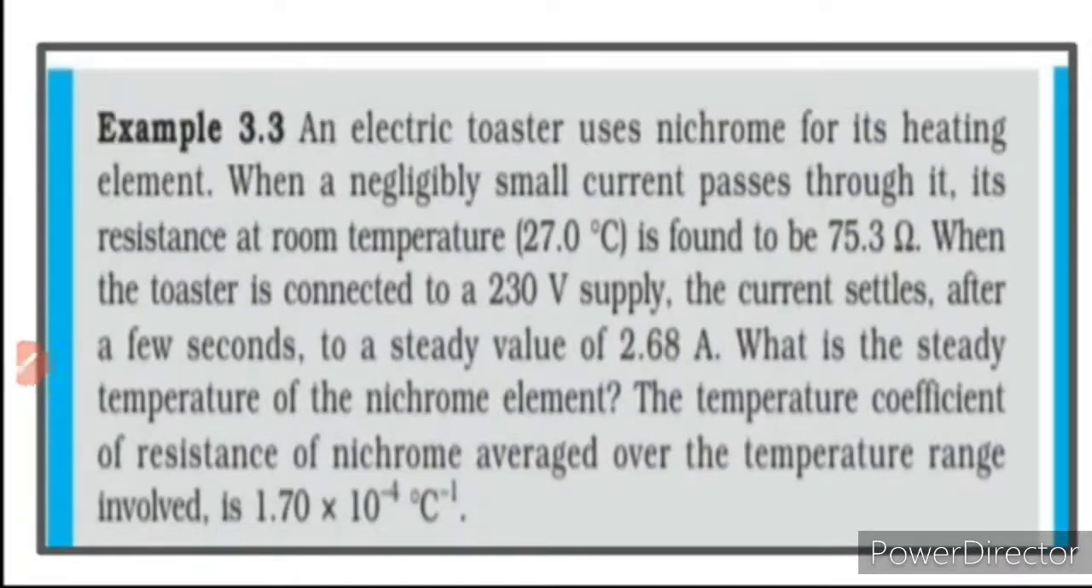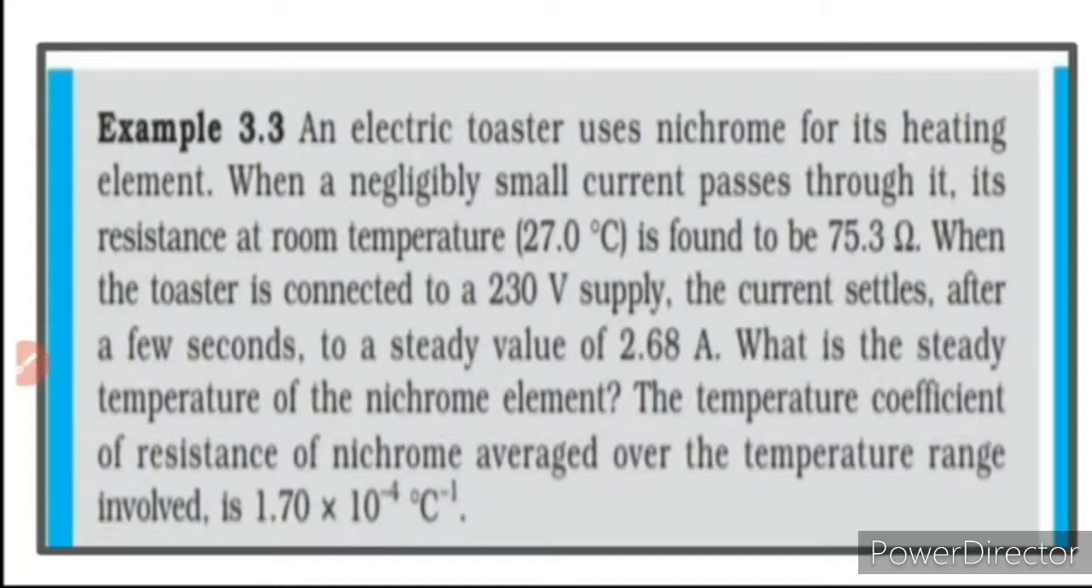Now coming to the next question. An electric toaster uses nichrome for its heating element. When a negligibly small current passes through it, its resistance at room temperature is found to be 75.3 ohm. When the toaster is connected to a 230 volt supply, the current settles after a few seconds to a steady value of 2.68 ampere.